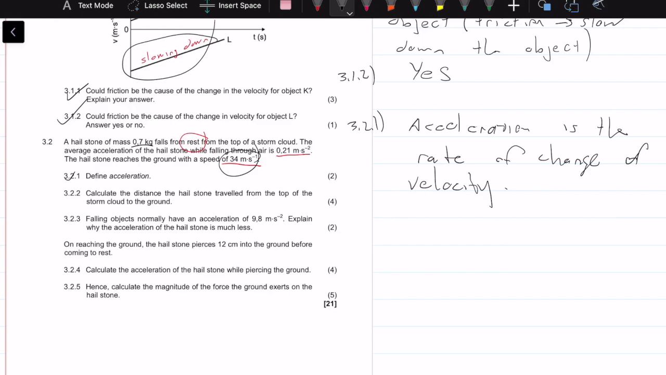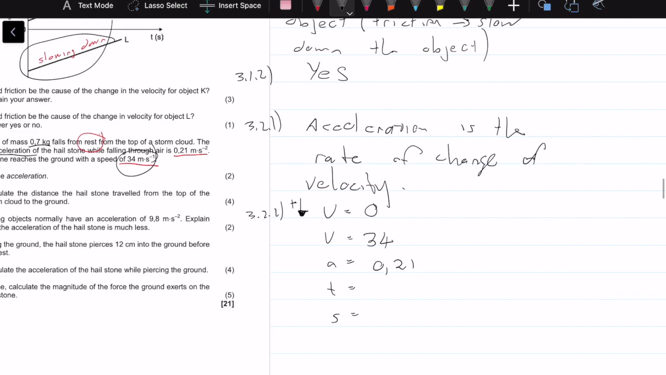We've been given the average acceleration, so we can say this is a constant acceleration problem, and with constant acceleration problems we can use UVAT. Initially it's at rest, so u is 0, and v final is 34. I'm defining the downwards direction as positive because the motion is mostly downwards. The acceleration is given as 0.21 meters per second squared. The time is unknown and s is what we're looking for.